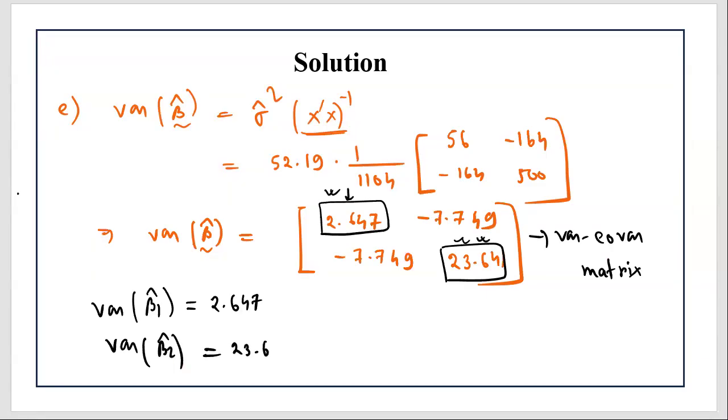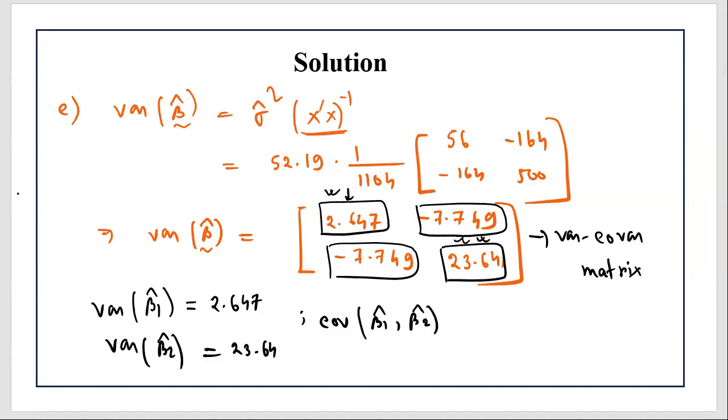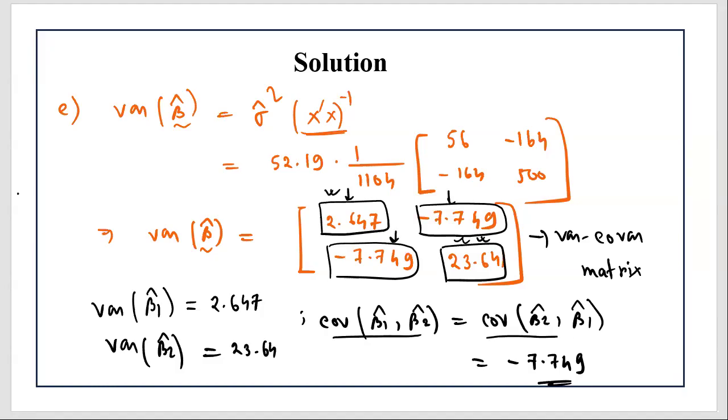So this is 23.64. And see, the off diagonal elements are equal. These off diagonal elements are equal. This will give you the covariance. Covariance of beta 1 cap, beta 2 cap, which is exactly the same as covariance of beta 2 cap, beta 1 cap, which is given by this off diagonal element, which is minus 7.749. Right? This element and this element represent this and this. They are absolutely equal. In every situation, they will come out to be equal. And this is how you find out the Var-Covar matrix and also identify what are the variance and what is the covariance between the estimated parameters, right?